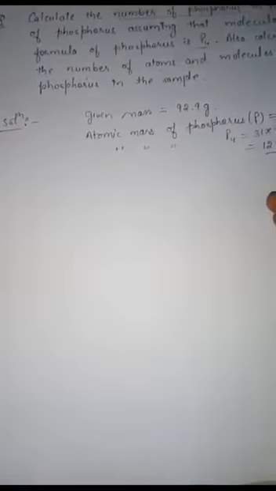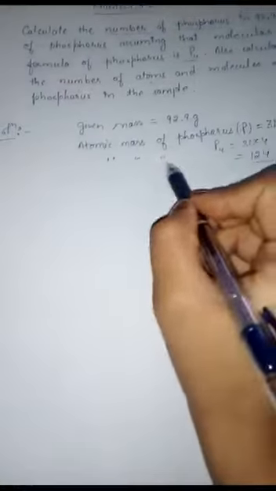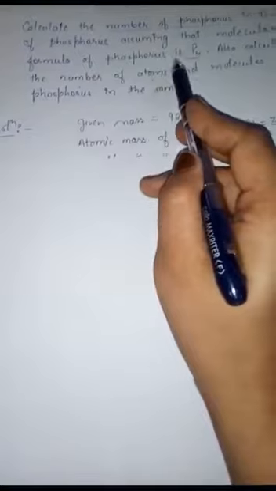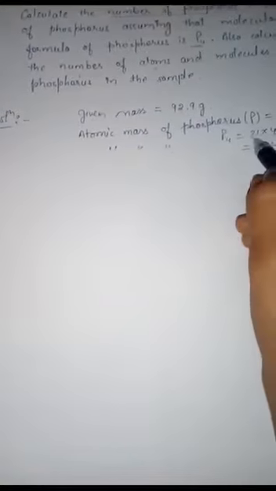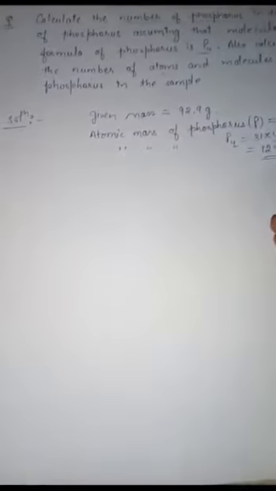First of all, you will write the given mass, which is 92.9 gram. The atomic mass of phosphorus is 31. So the molecular mass, given that phosphorus exists as P4, will come 31 multiplied by 4, which is 124 gram.